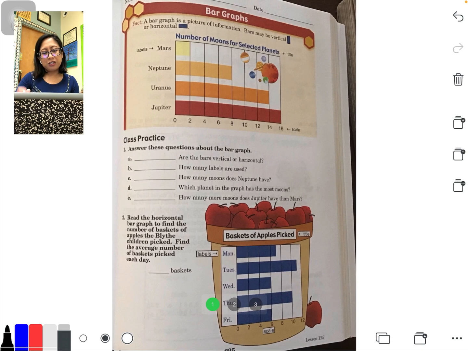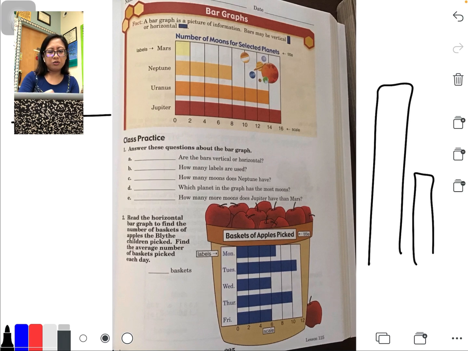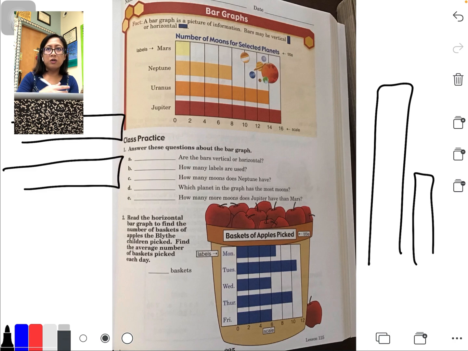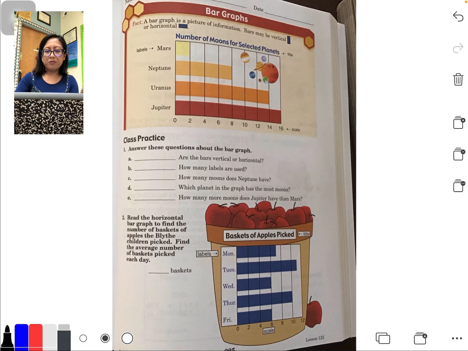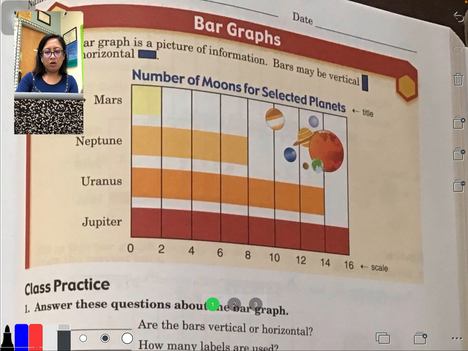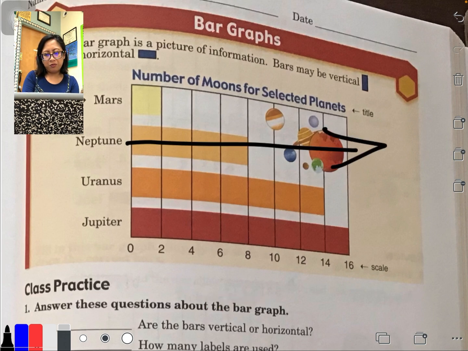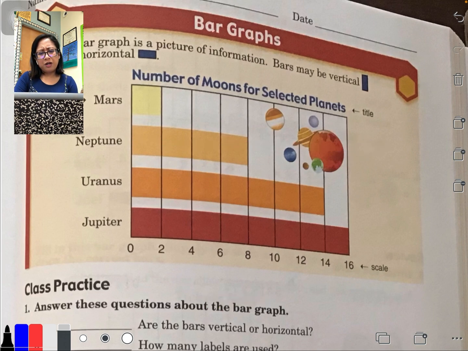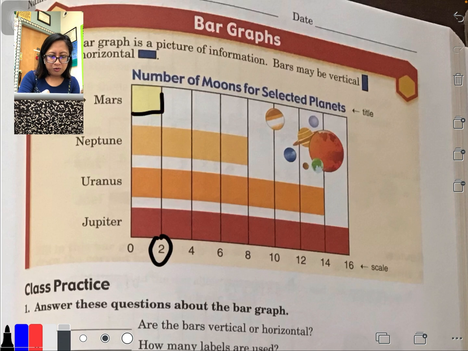Now, the bar graphs can go either up or down, or they can go sideways, known as horizontal. So here, the bar graphs are horizontal. They go left and right. This bar graph talks about the number of moons for some planets. Mars only has 2 moons. As you can see, the bar graph only stops at 2.